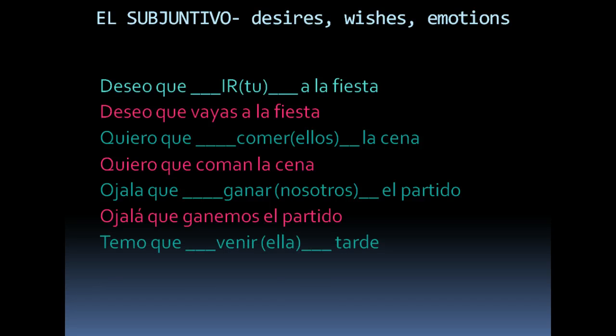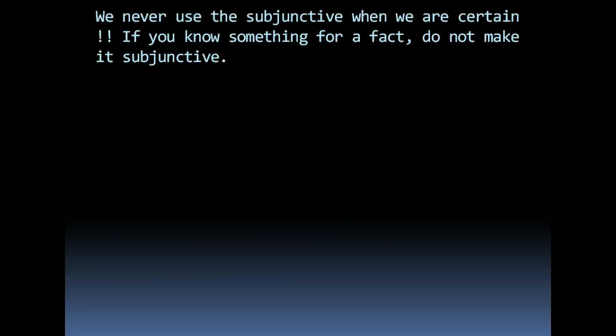Temo que venir tarde. And we're using ella. I'm afraid that she will come late. She hasn't come yet, so we don't know if she's late, but I'm afraid she will. We have to use the subjunctive. It's an unknown event. Temo que venga tarde. We'll do more practice with this in class.